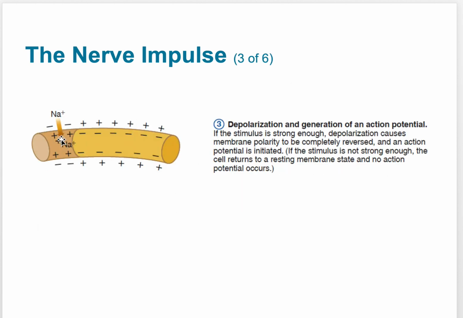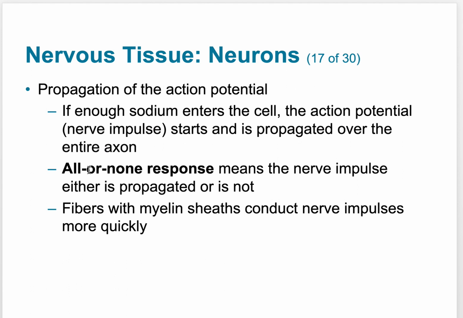Okay, so you can kind of see this wave. Now we're flipping the charges: we were negative inside, positive outside, and now we have flipped it. The darker color here is where you're getting this depolarization, where these voltage-gated sodium channels are opening, and now you're getting a flood of sodium in. That's going to propagate all the way down. If this stimulus is strong enough, it's going to propagate, or move, all the way down the nerve, okay? So if enough sodium enters the cell, the action potential, the nerve impulse, starts and is propagated over the entire axon.